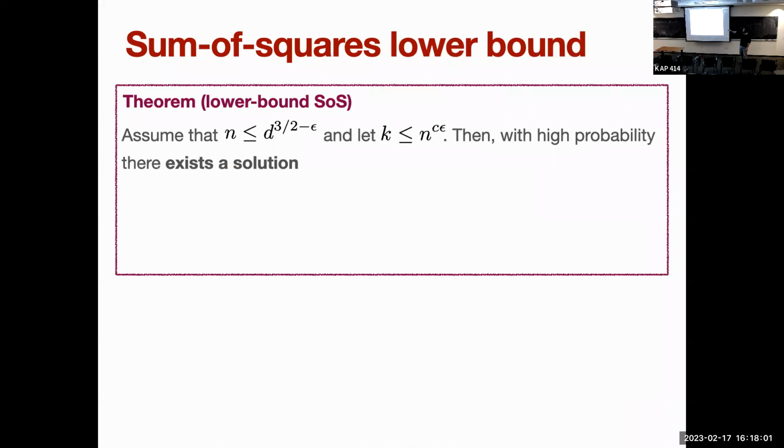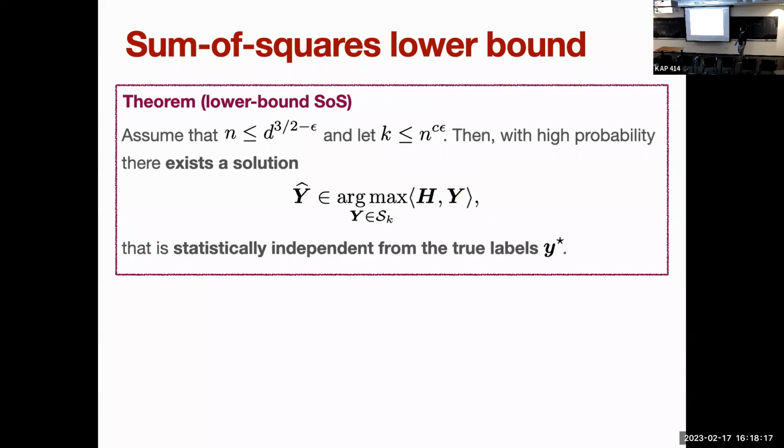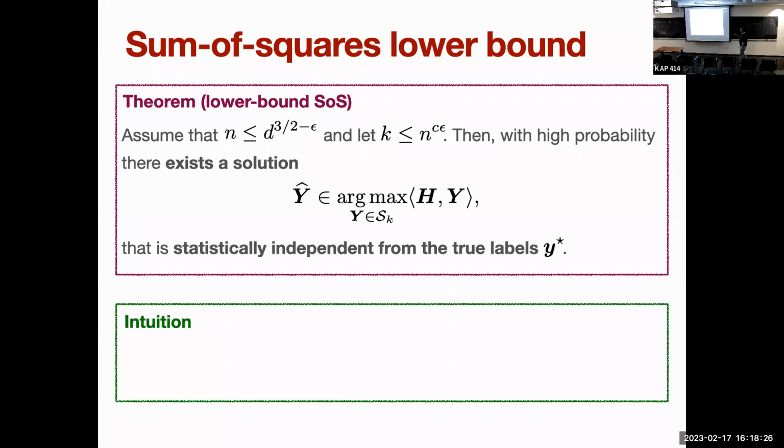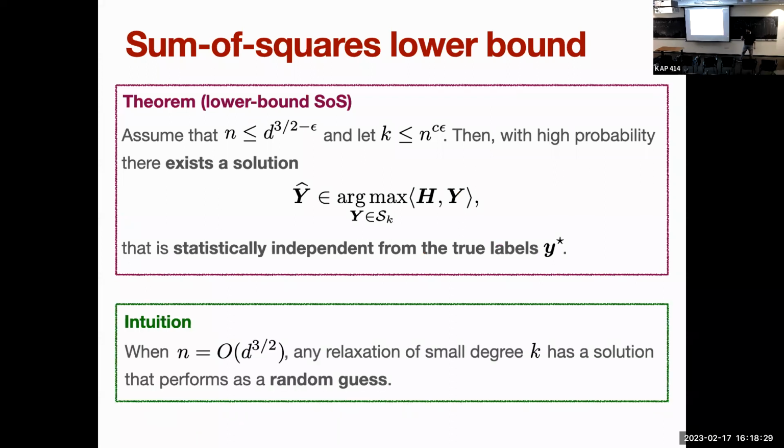We proved that whenever n is slightly smaller than e to the power of 3/2, and you take k not so large, some polynomial of n, then with high probability there exists a solution of this problem that is statistically independent of the true labels. So your algorithm might return something that has nothing to do with the solution. Cool. So the intuition is that for any small degree here, a solution is pretty much like randomness.